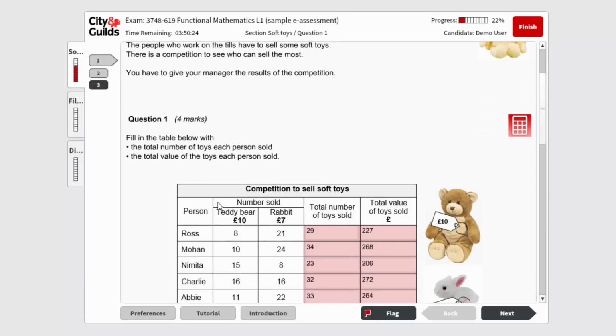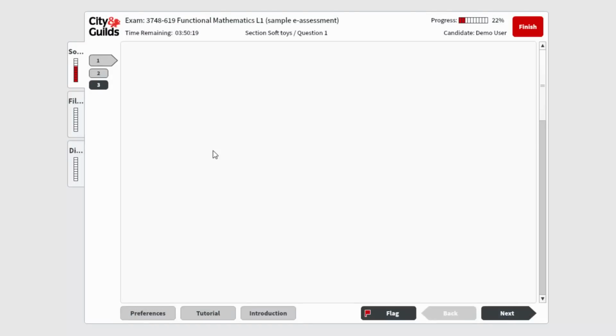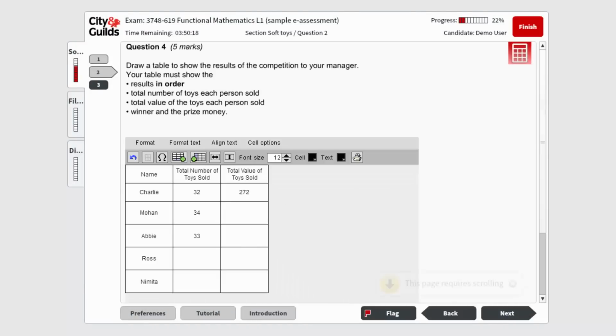Also, be careful here, we're putting them in order of the value sold. That means the order of the toys is not going to be in order, because you're putting the number of toys sold next to the person that sold that number of toys. So only one of these columns is going to be in order, which is the column that we used to determine who the winner was.